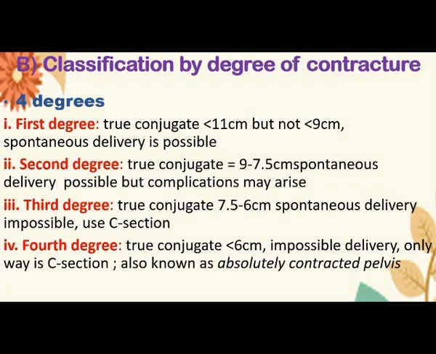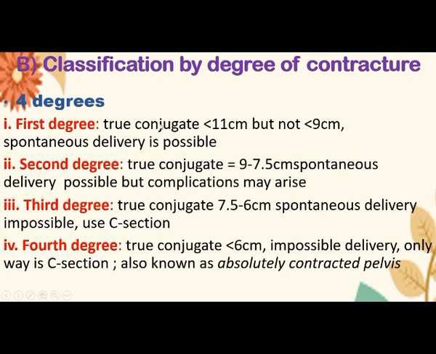Next we will see the types of dislocation of pelvic architecture. Next is the classification by the degree of contraction. So in that one there are 4 degrees.